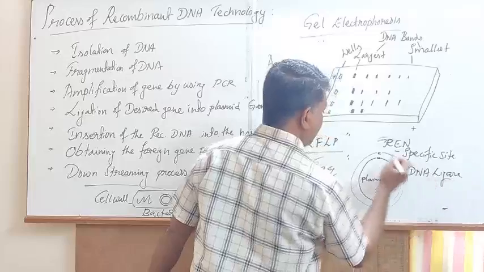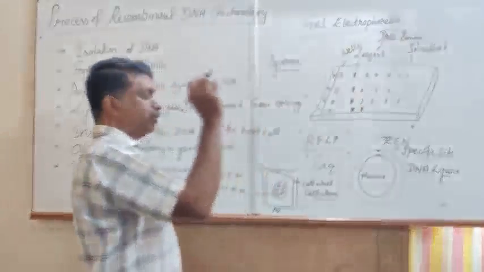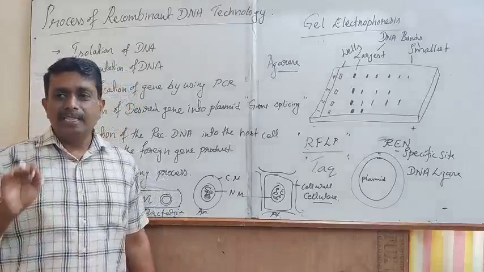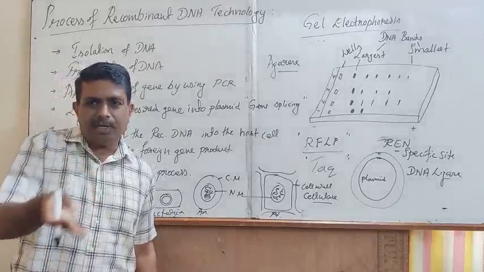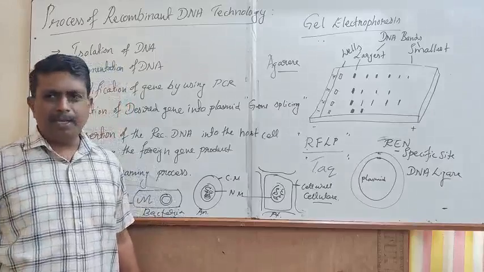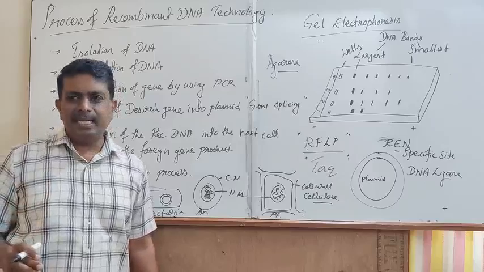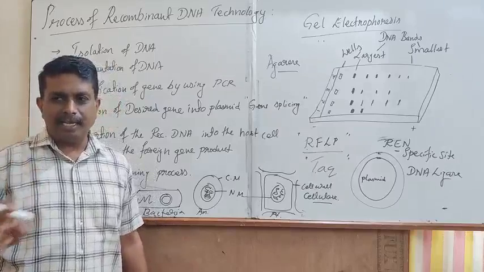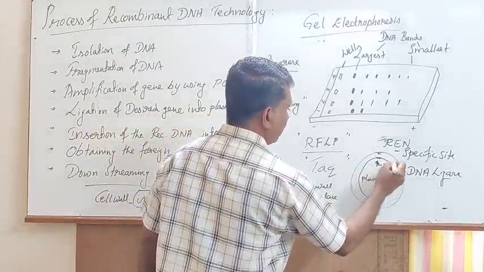The action of DNA ligase enzyme results in the formation of a phosphodiester bond. With the formation of the phosphodiester bond, the desired gene is inserted into the vector. That characteristic attachment is performed by making use of a key or molecular glue enzyme called DNA ligase. Such a vector carrying the desired gene is called recombinant DNA.